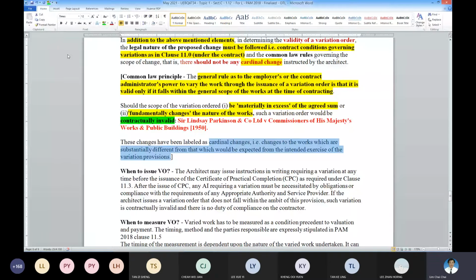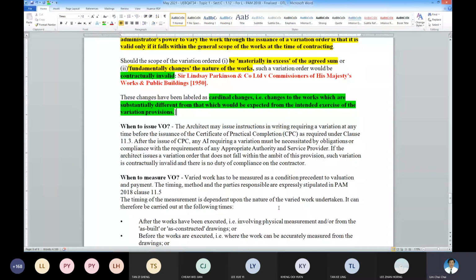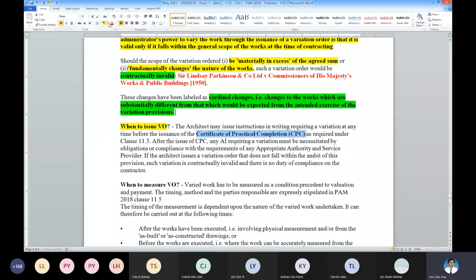Next thing is when to issue VO. I mentioned to you already under your clause 11.3 just now. So you can issue VO for the works before CPC is issued. Clause 11.3. After CPC is issued, can you still issue VO or not? Answer is yes. It is to comply with AA and SP.